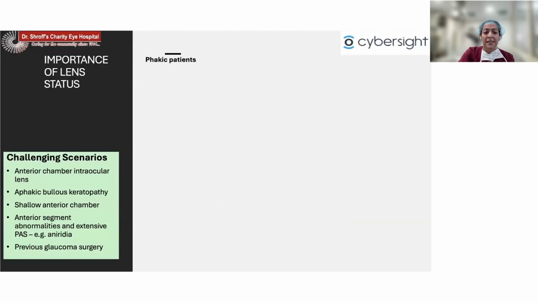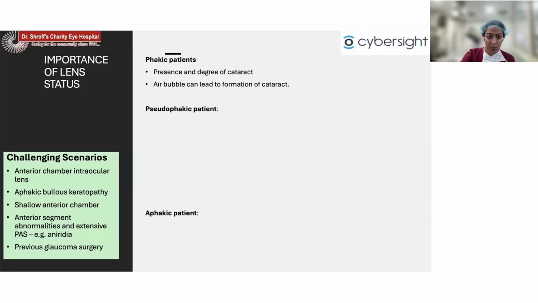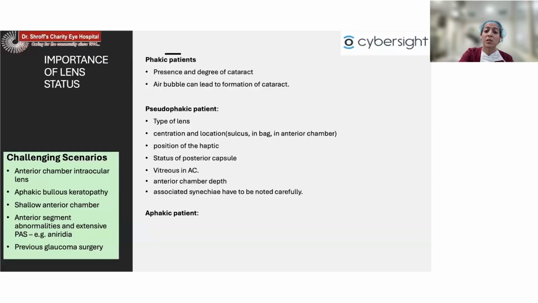Now, when we talk about the lens status, it is important to know whether we're dealing with a phakic, pseudophakic, or an aphakic patient. Ideally, if there's a cataract present, the air bubble will also lead to formation of a cataract, which you will be leaving post a DSAEK. And so it may be ideal to do a triple procedure, where you'll be combining an endothelial keratoplasty with cataract surgery. If you're dealing with a pseudophakic patient, it's important to know what is the type of lens in the eye. What is the centration and location of the lens?